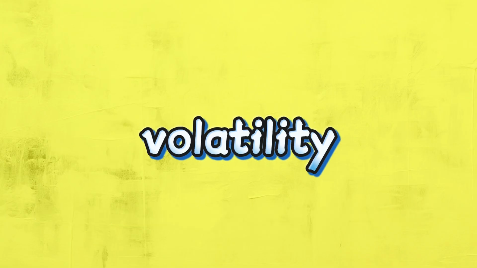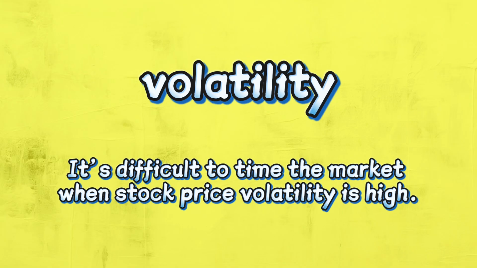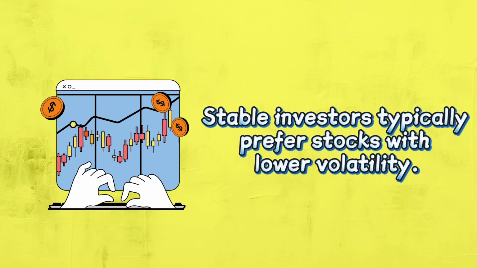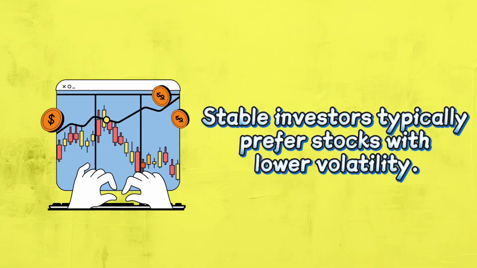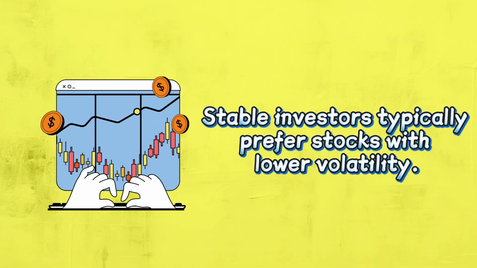3. Volatility. Volatility describes how wildly a stock price moves. High volatility means prices jump up and down quickly and unpredictably. Low volatility means the stock moves more steadily and predictably. Short-term traders often like high volatility, but beginners usually struggle with it. Long-term investors tend to prefer more stable stocks.